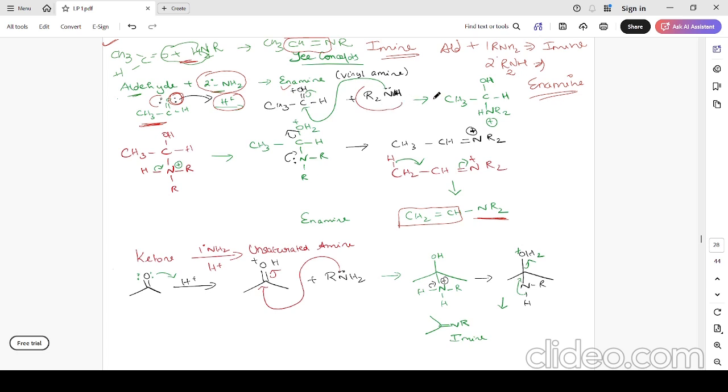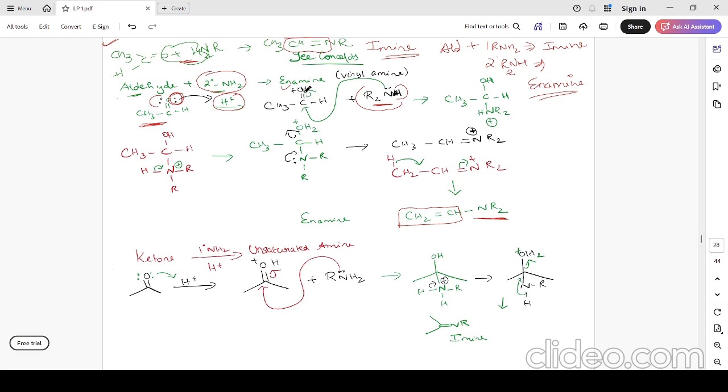Is it a secondary amine, Gradishram? Which one, ma'am? This one. Yes, it's a secondary amine. You can see only one hydrogen is bonded with nitrogen, so it's a secondary amine.